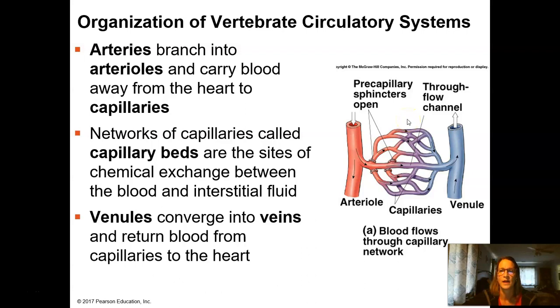But on the other side of the capillary bed from the arteriole, if you move through the capillary bed, you end up finding a venule. A venule is a small branch of a vein, and eventually that blood is going to move from a venule into the larger vein. So the venules converge into veins, and they're going to return the blood from the capillaries to the heart.